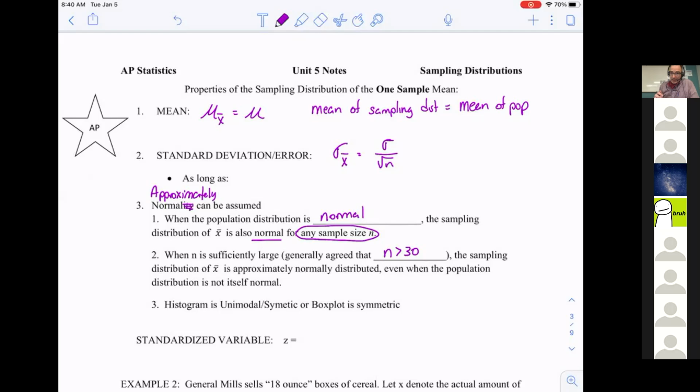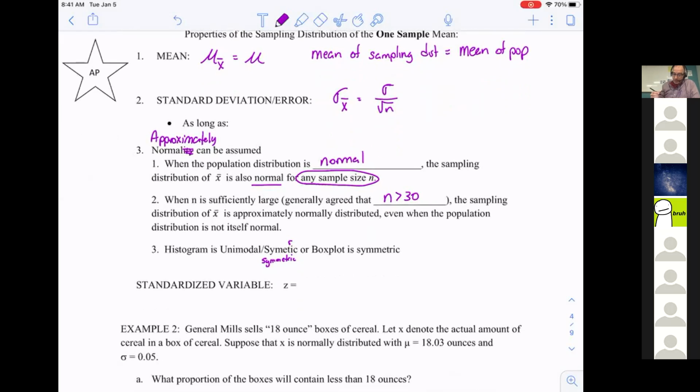And then if I'm dealing with actual data, sometimes I can get by with my histogram is unimodal and symmetric, or a symmetric box plot. Okay, so again, when we start doing inferences, we're going to have, is it a normal check? And my normal check is going to be one of those three things. Okay, so because it turns out to be normal, my sampling distribution is going to be normal. Now I can do those normal calculations.